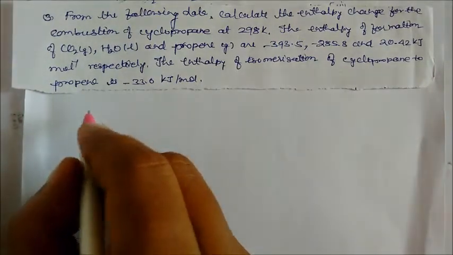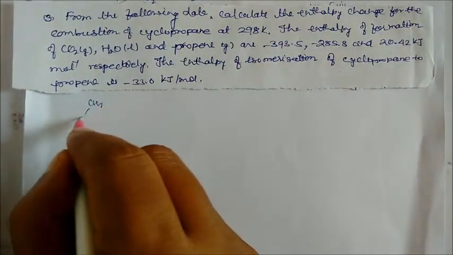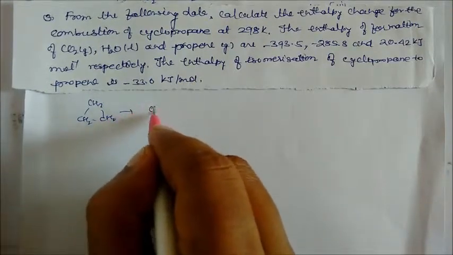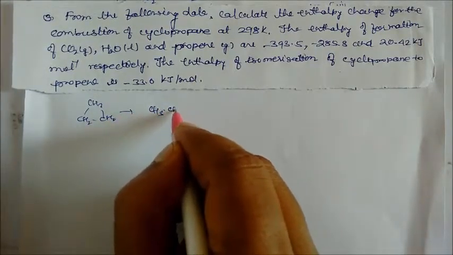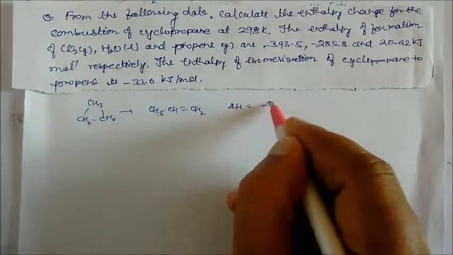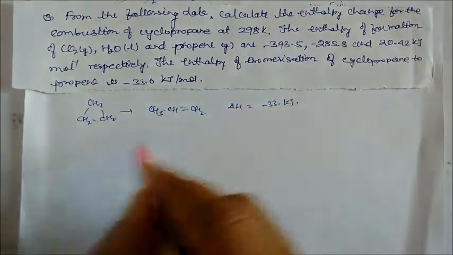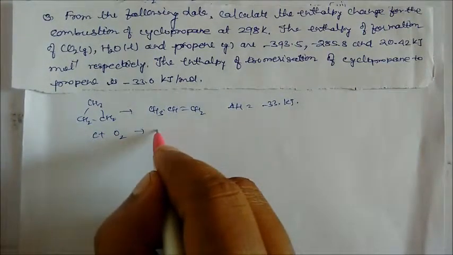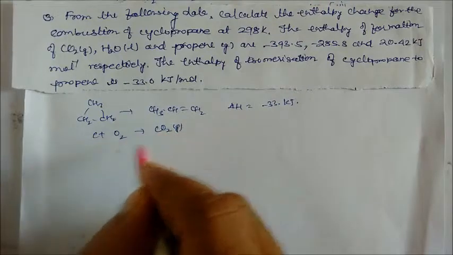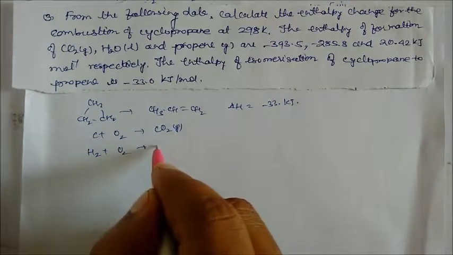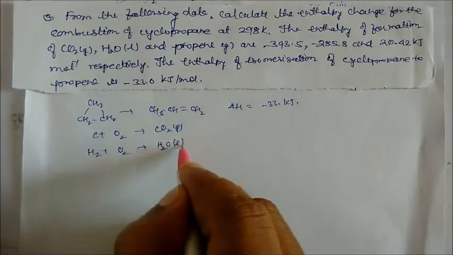So here we have to arrange the data, that is cyclopropane going to propene. So delta H is given here, minus 33 kilojoule per mole. Now the second case given here: carbon reacting with oxygen will give CO2, all in gaseous form. Second, H2 again reacting with oxygen will give H2O in liquid form.